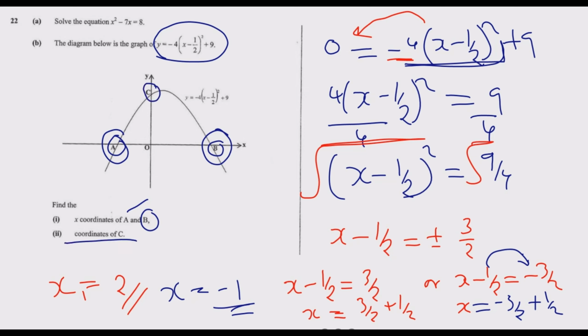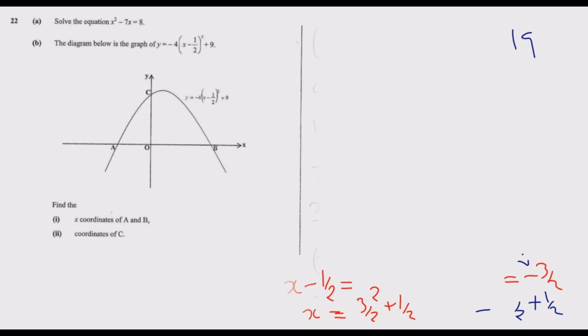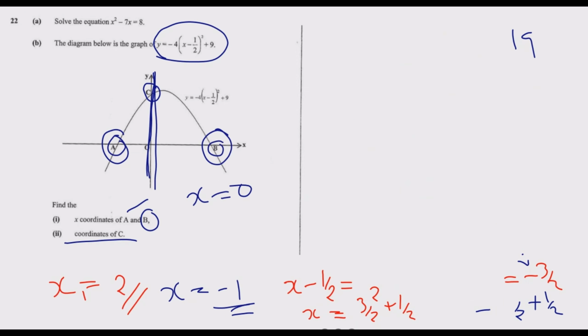At this point, is it along the x-axis or the y-axis? It's along the y-axis, so the value of x is 0. So to solve that equation, whenever there is x in this equation, we put a 0. So y is equal to negative 4 multiplied by 0 minus half to the power 2 plus 9.